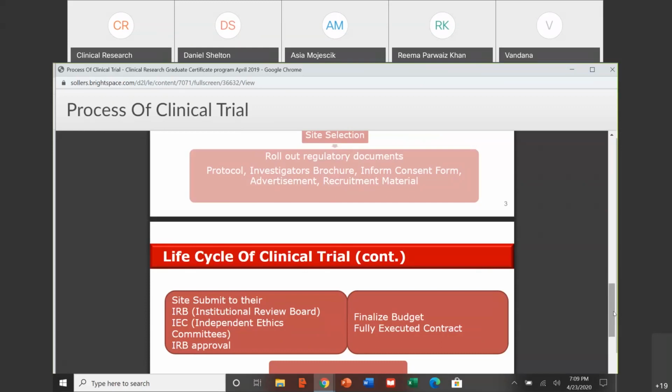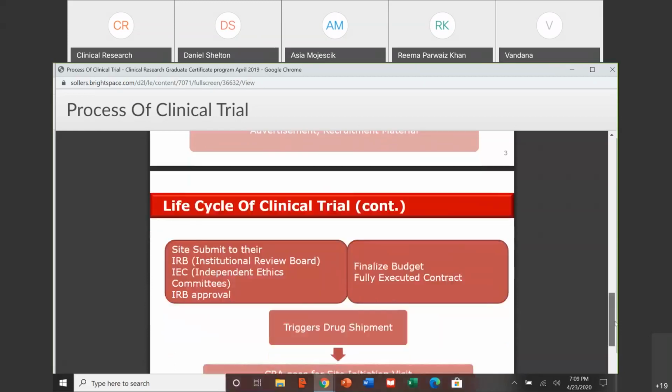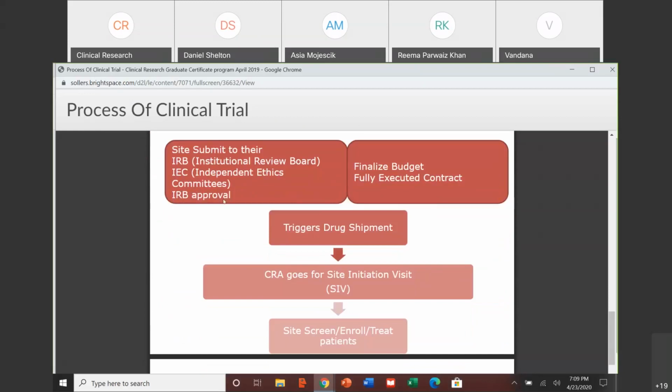The next document is the informed consent form. As you know, before we even screen the patients, the first thing we need to collect is an informed consent after explaining all the details to the patients. And then any subject-facing materials like advertisements and recruitment materials. So once we submit this to IRB, the IRBs will review them. If they have any questions, they will come back. Otherwise, they will provide IRB approval, saying that the study may be conducted at that particular hospital.